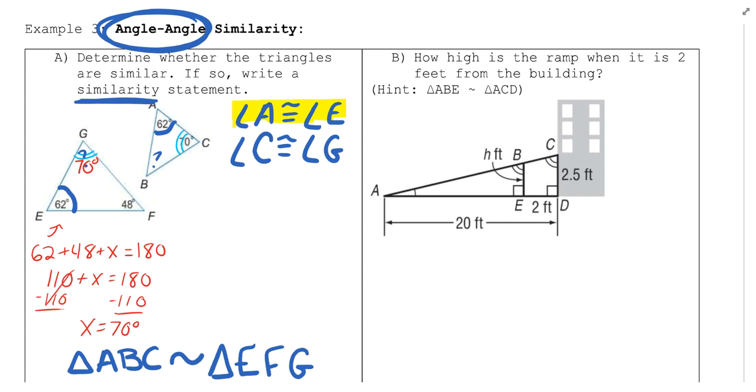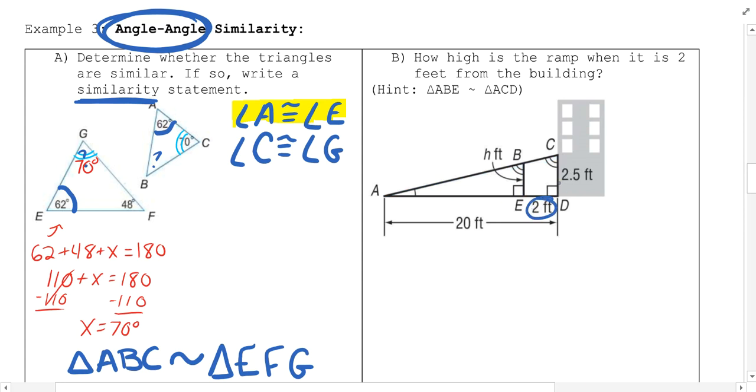Now in letter B in this example, we're going to be using our angle-angle similarity to help us actually find a value or find a side length. So in our question it says, how high is the ramp when it is 2 feet from the building? So here we have a ramp that is being built up to a building, and the question is asking, how high, how tall is that ramp when it is 2 feet from the building?